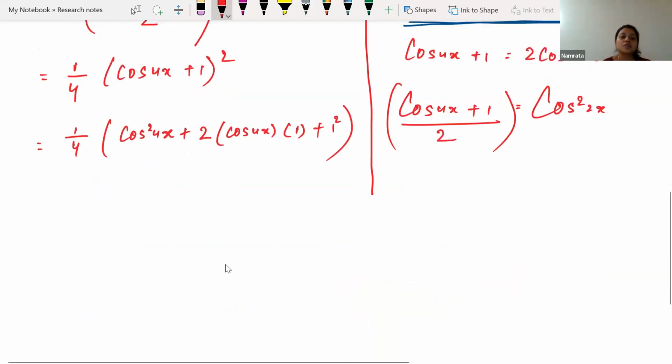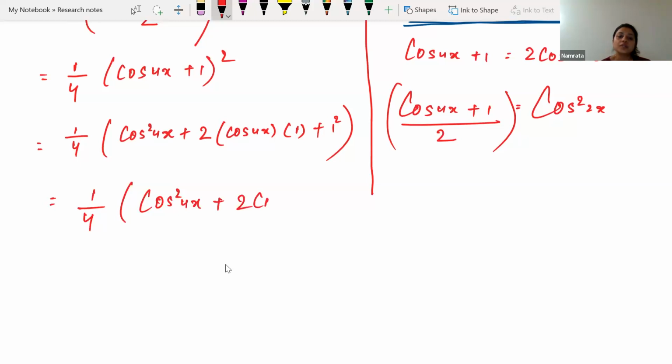Now we will be having 1 by 4, cos square 4x plus 2 cos 4x plus 1. Here you can see we can integrate it now. Now we can integrate it, but still there is a thing which we need to sort out. This one, easily we can integrate it. 1, easily we can integrate it. But what about this one? For the first term, that is cos square 4x, still we need to work on that. How will we do that?